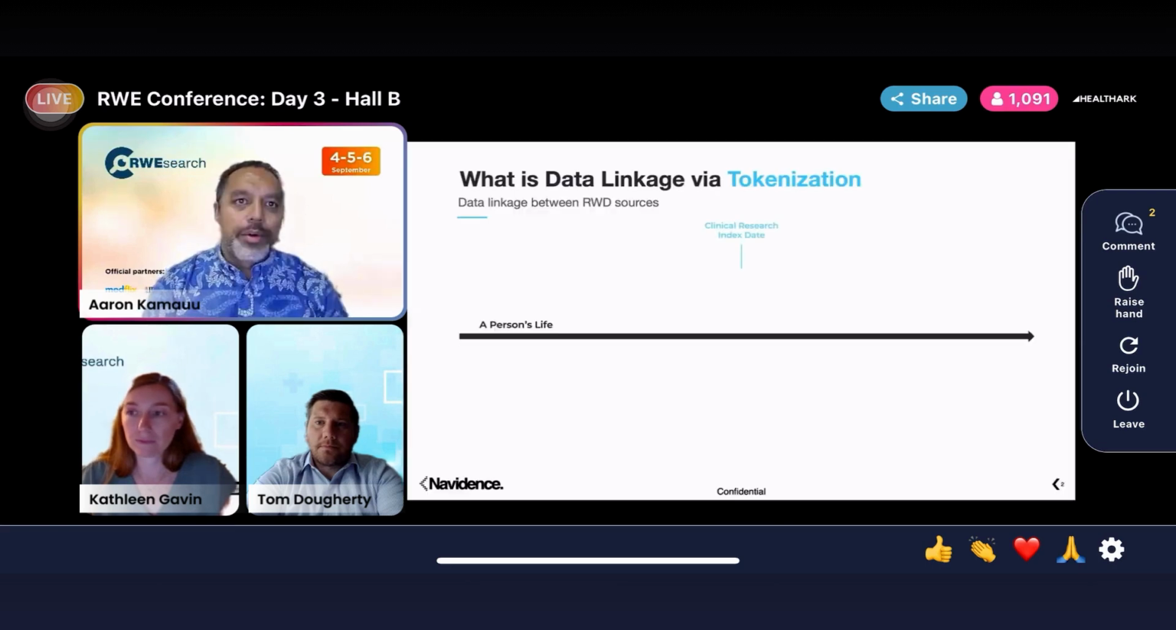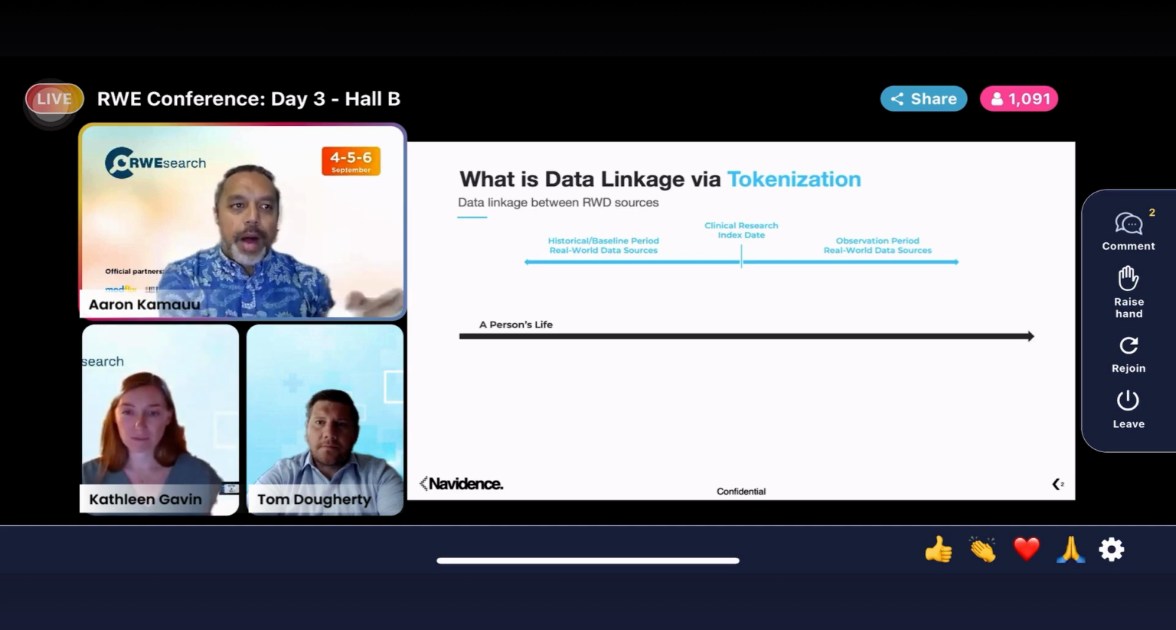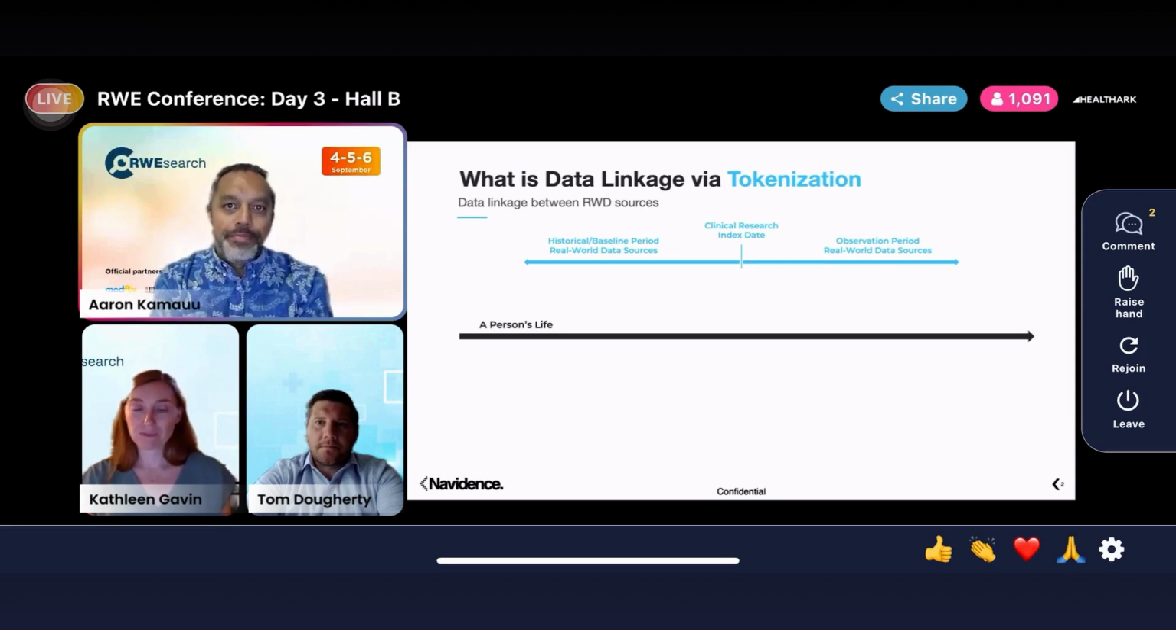Well, I'll start off real quick, just laying the foundation of tokenization itself. And this is, again, a high-level overview. But if you think about a person's life, I can think of my own life. At this point in time, let's say we're doing a typical real-world evidence study. We typically would define an index date.